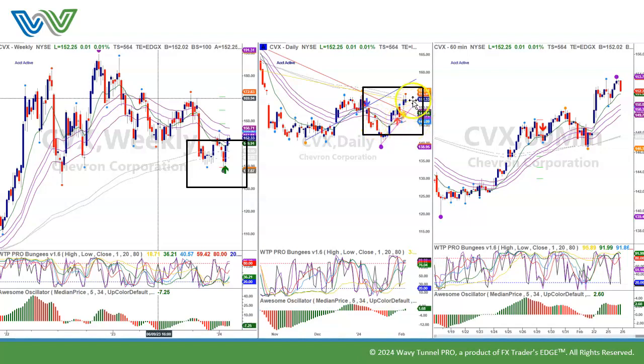So what I would like to see is I would like to see the wave continue to be pointed up, but we can always go down to a smaller time frame, and looking at the 60-minute, we see that the wave has crossed above the tunnel. So I would say that pullbacks are buyable.